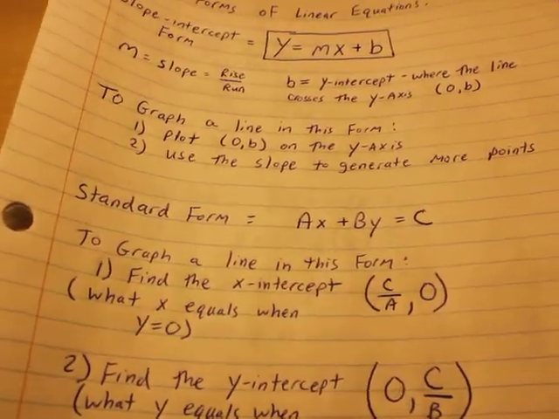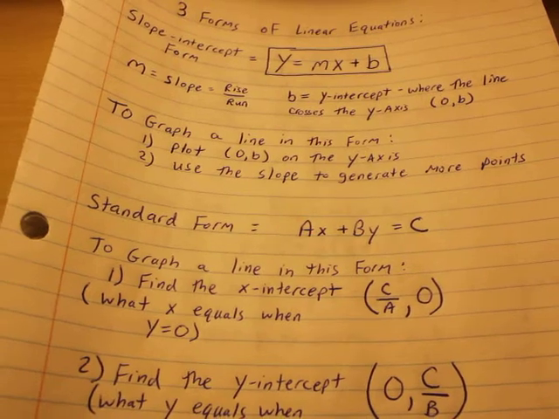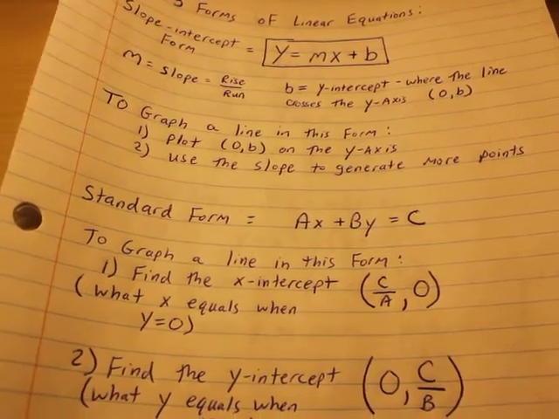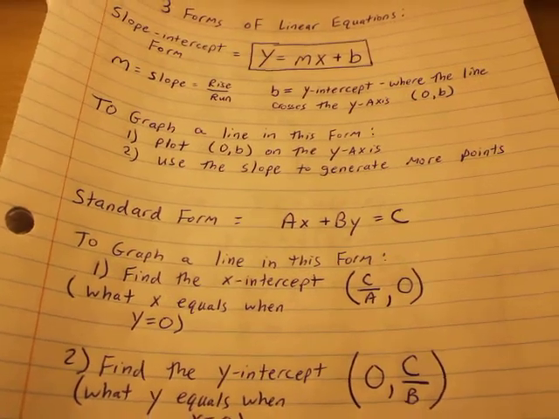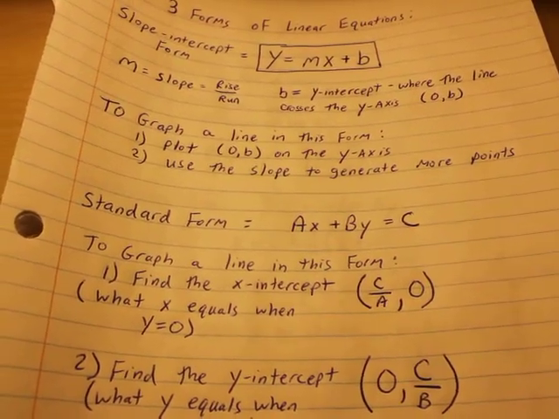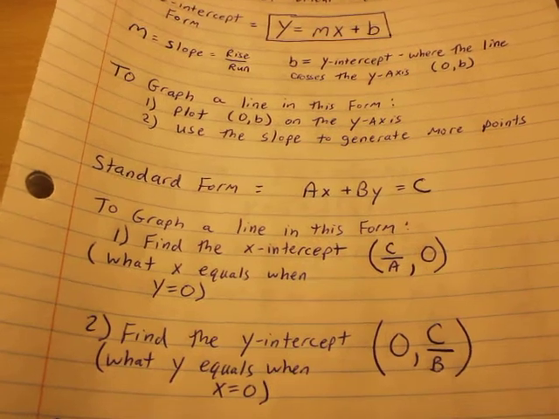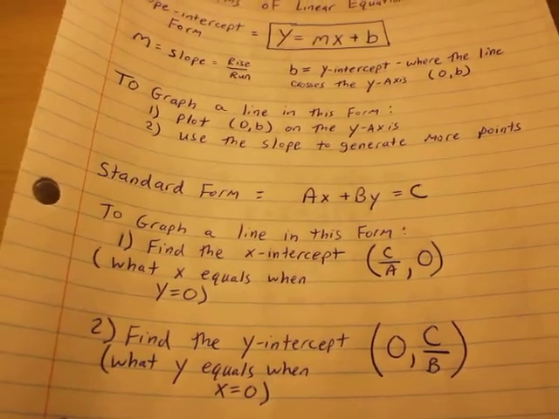Then there was standard form of a line. Standard form of a line is ax plus by equals c, where a and b are whole number integers, positive or negative numbers that are not fractions. And to graph a line in that form, we made a little mini table, if you remember, where we found the x and the y-intercept.